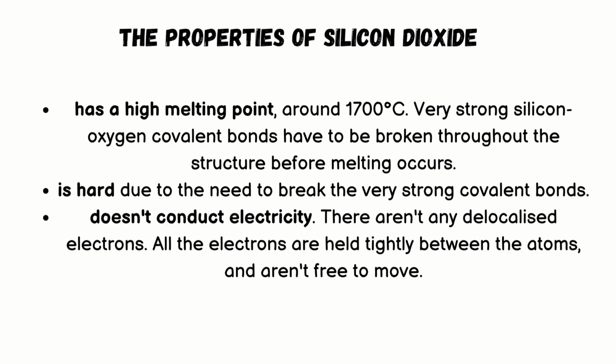Properties of silicon dioxide. It has a high melting point around 1700 degrees Celsius. Very strong silicon-oxygen covalent bonds have to be broken throughout the structure before melting occurs. It's hard due to the need to break the very strong covalent bonds. It doesn't conduct electricity. There aren't any delocalized electrons. All the electrons are held tightly between the atoms and aren't free to move.